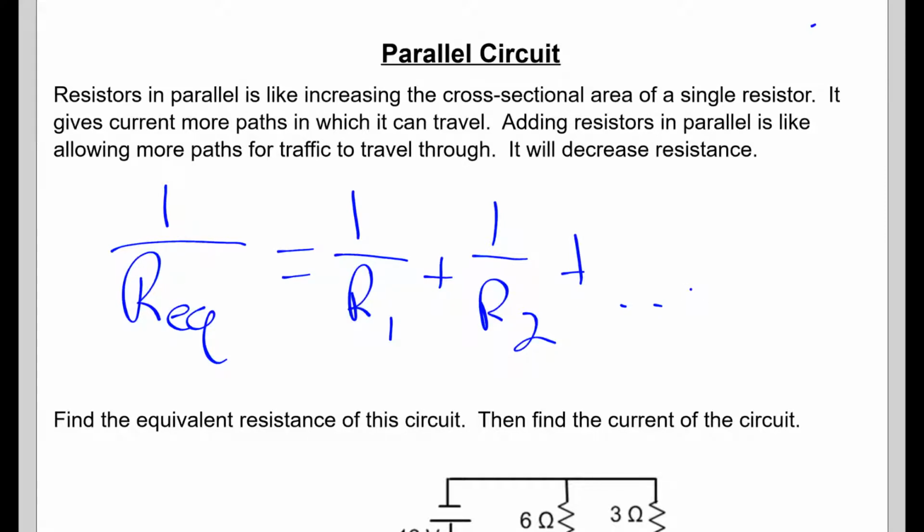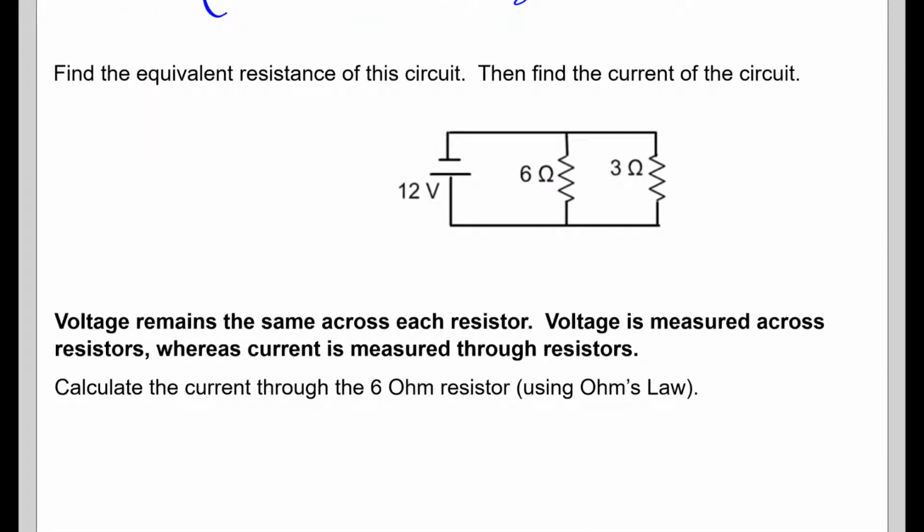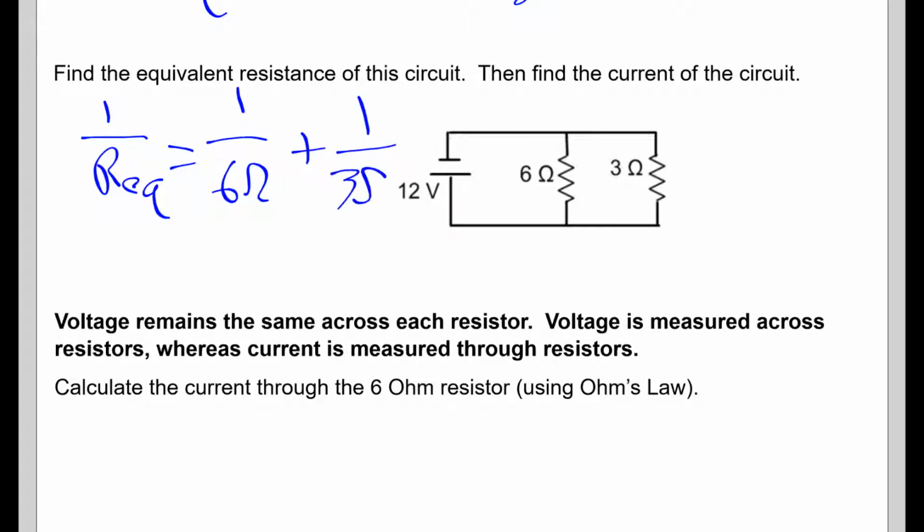Okay, so let's give that a try. Find the equivalent resistance of the circuit, then find the current in the circuit. So I have 6 ohms and 3 ohms. I know my answer is going to be less than 3 because the resistance has to go down. So we do 1 over Req equals 1 over 6 ohms plus 1 over 3 ohms.